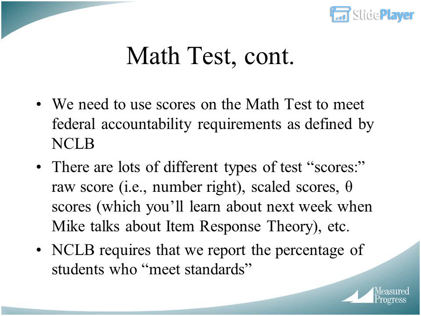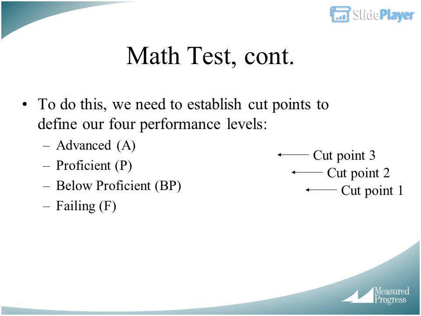We need to use scores on the math test to meet federal accountability requirements as defined by NCLB. There are lots of different types of test scores: raw score, i.e., number right, scaled scores, theta scores, which you'll learn about next week when Mike talks about item response theory, etc. NCLB requires that we report the percentage of students who meet standards. To do this, we need to establish cut points to define our 4 performance levels.